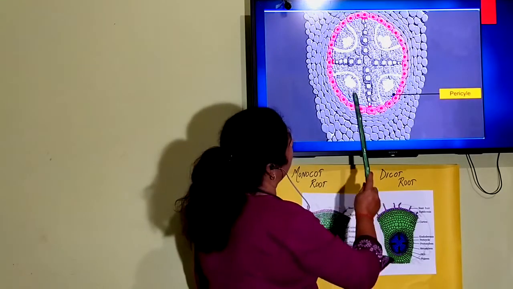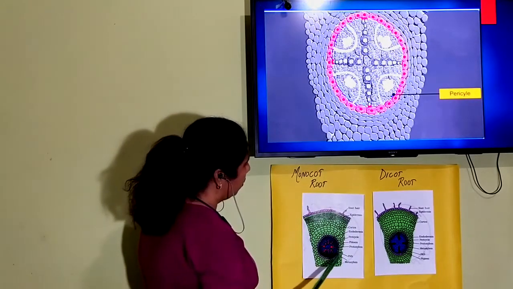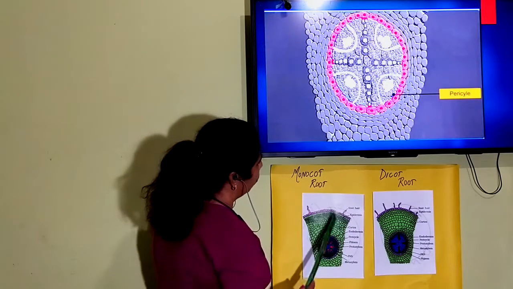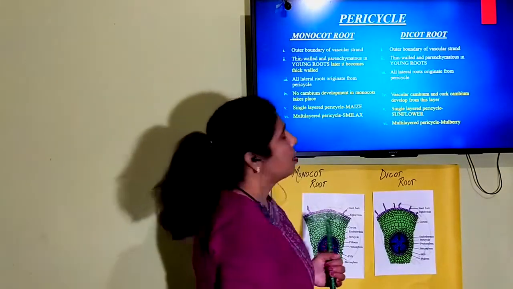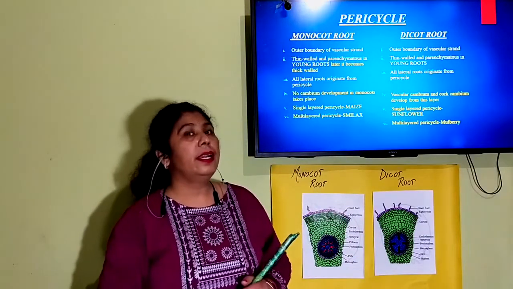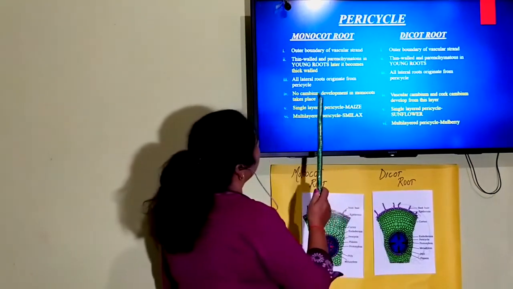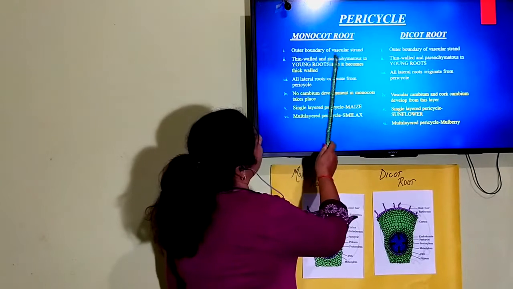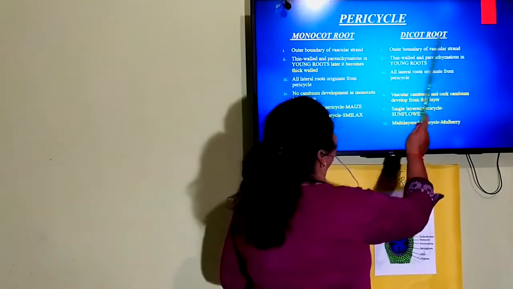This is blue colored, next to the endodermis. Here you can also see the pericycle inside the endodermis, in monocot root and in dicot root. Now, the structure of the pericycle: it is multi-layered in some plants and single-layered in some plants. Different plants have different structure of the pericycle. It is also called the outer boundary of the vascular strand.